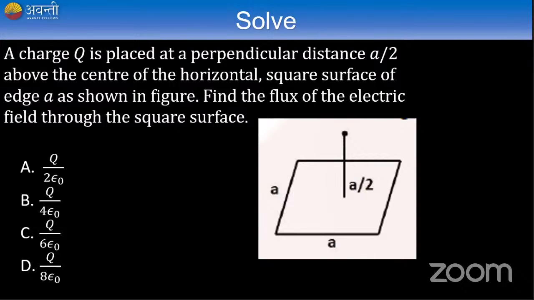A charge Q is placed at a perpendicular distance. A similar question was asked in your JEE Mains. The answer is very simple for this if you apply the concepts which you have learned. What's given here is a charge Q placed at a perpendicular distance A by 2 above the center of a horizontal square surface of edge A. So one side length is A, shown in the figure. Find the flux of the electric field through the square surface.